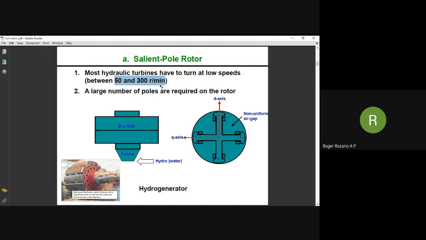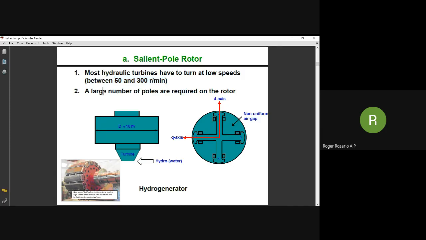And you know the speed equation. What is the equation for N? We've already seen it in the last class. N equals 120 F by P. So N is directly proportional to frequency F and inversely proportional to the number of poles P. As the number of poles P increases, N decreases.